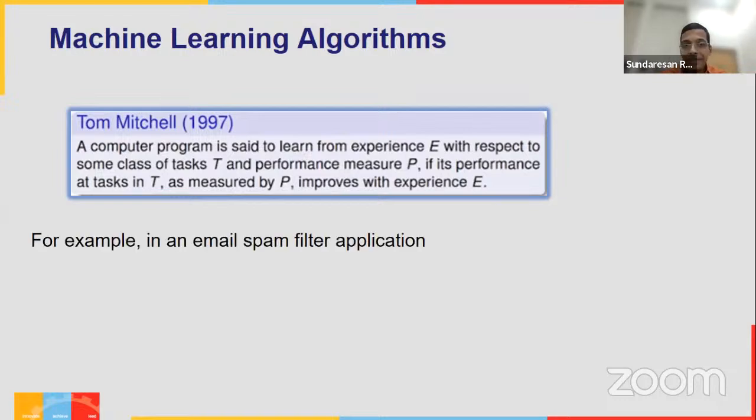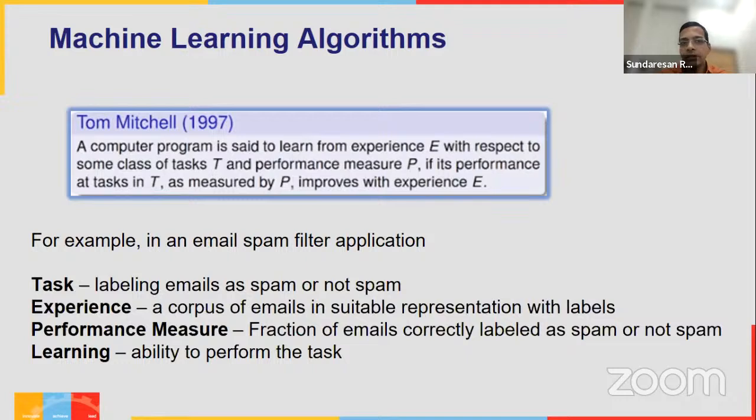In the case of an email spam filter application, the task could be to label the email as spam or not spam. The experience could be a corpus of emails in a suitable representation with the labels. The performance measure could be the fraction of emails correctly labeled as spam or not spam. And the learning is the ability to perform the task.